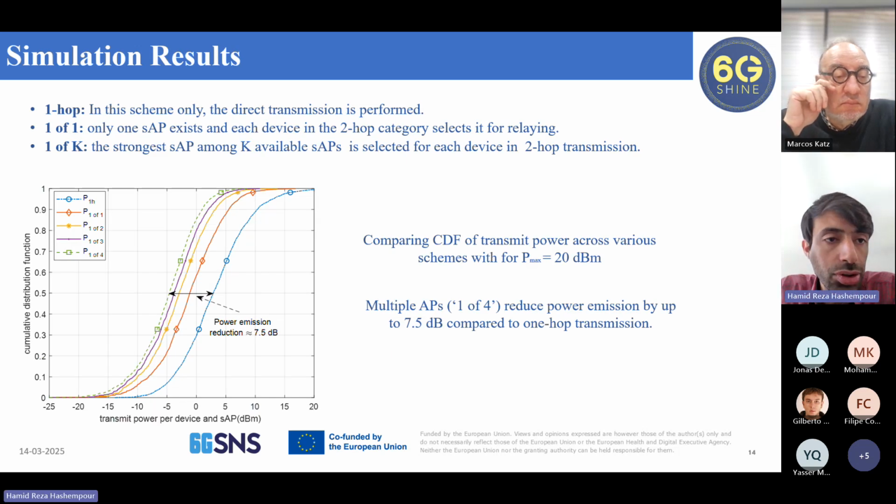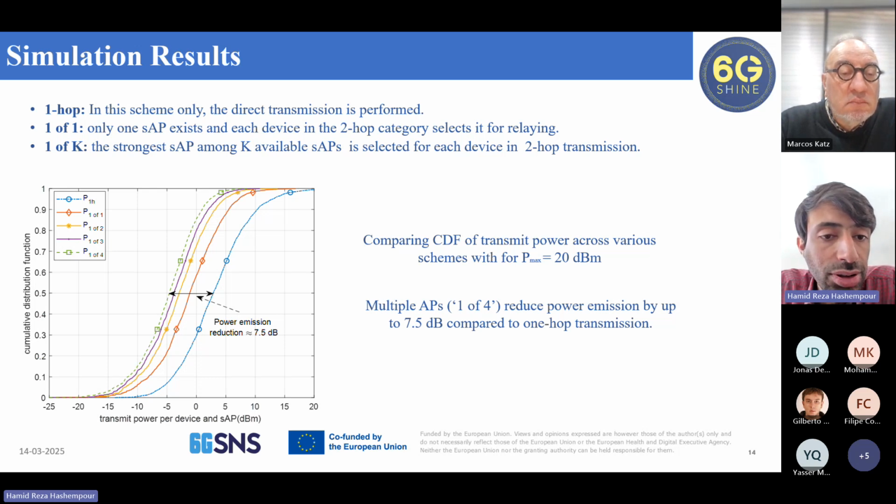The first simulation is about the CDF of transmit power per device and secondary access point for different use cases. You can see that when we adopt multiple APs, especially the 1 of 4 approach, the power emission can be reduced by up to 7.5 dB compared to just one hop transmission. That's the capability of multi-diversity for reducing power.